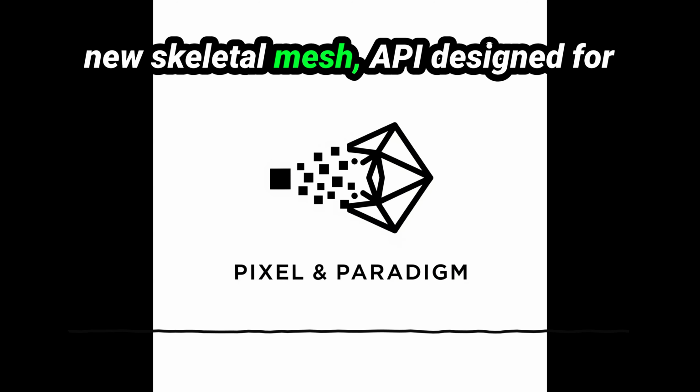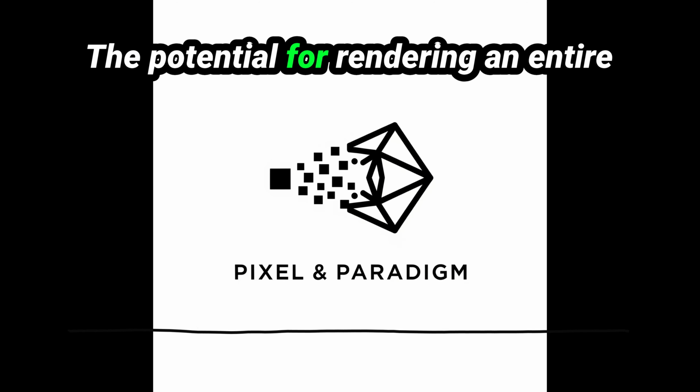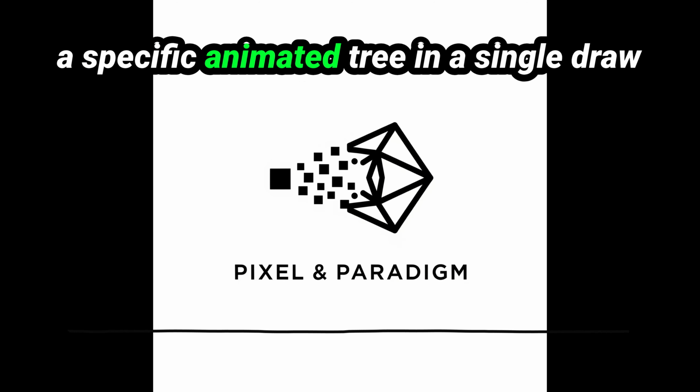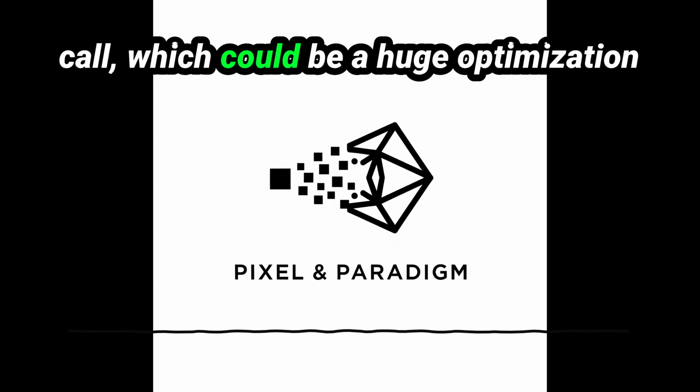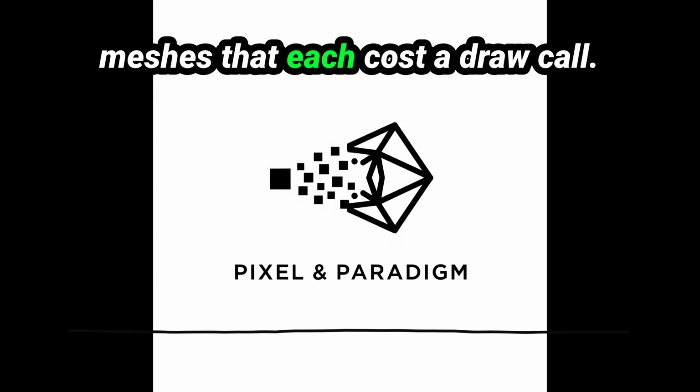Key features that are being worked on or are emerging for nanite skeletal meshes include things like a new skeletal mesh API designed for simpler and more efficient rendering pipelines, the potential for rendering an entire skinned mesh type, like all instances of a specific animated tree, in a single draw call, which could be a huge optimization over traditional non-instanced skeletal meshes that each cost a draw call.